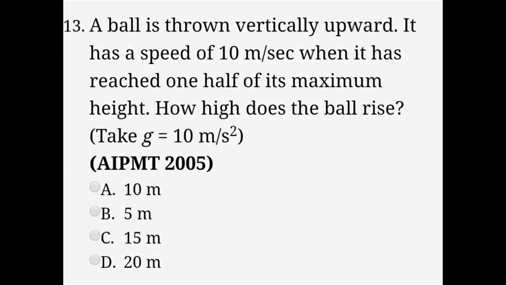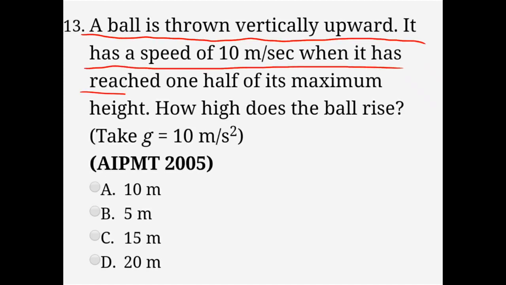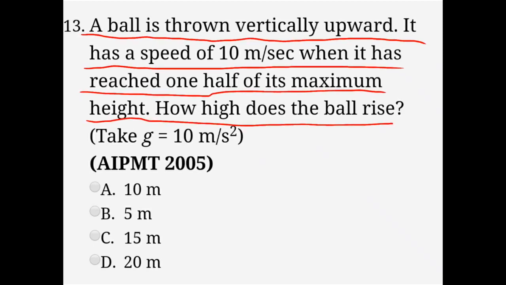Question number 13. A ball is thrown vertically upward. It has a speed of 10 meter per second when it has reached one half of its maximum height. How high does the ball rise? That means how much height the ball goes. They have given acceleration due to gravity as 10 meter per second square. Option A, 10 meter; option B, 5 meter; option C, 15 meter; option D, 20 meter.